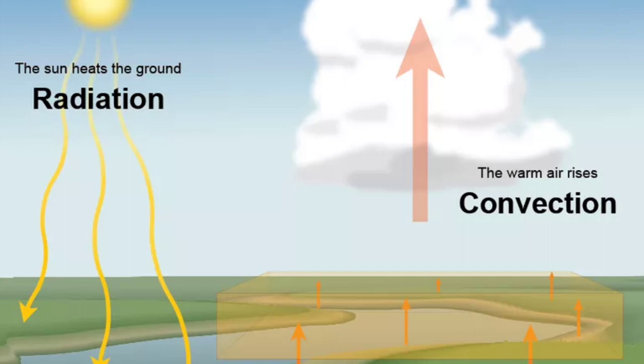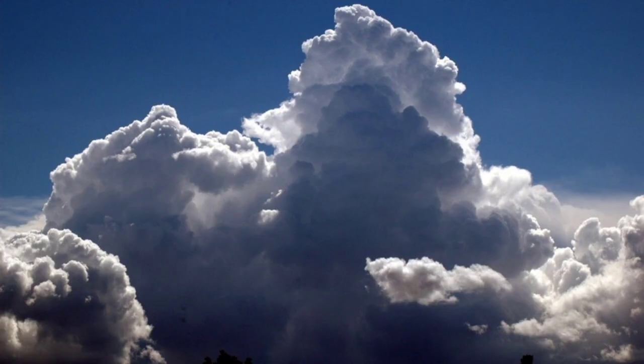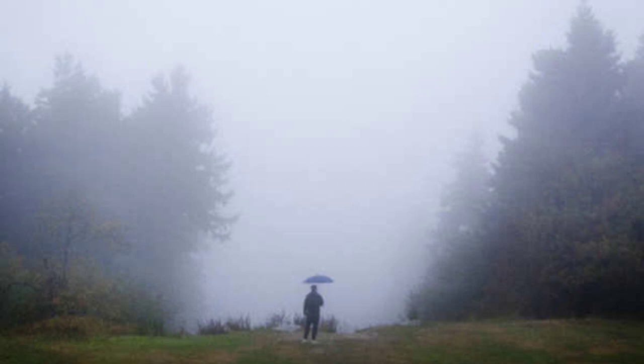When the warm, moist air cools, it sometimes reaches a point where it can no longer hold all its water vapor. So the air becomes saturated. Now, saturation can be defined as a condition where a mass of air can no longer hold the moisture at a given temperature. So further addition of moisture or water vapor leads to condensation to form cloud, mist or fog.